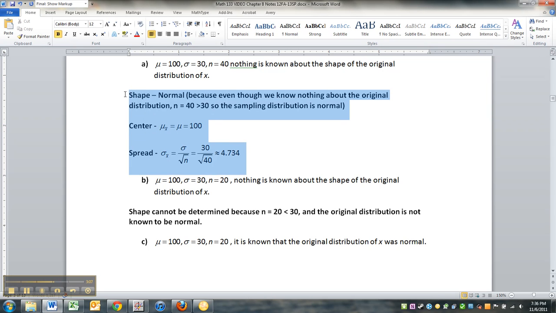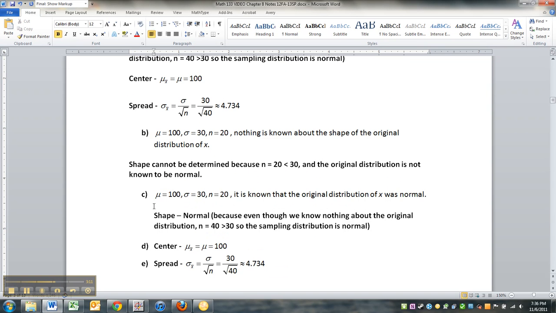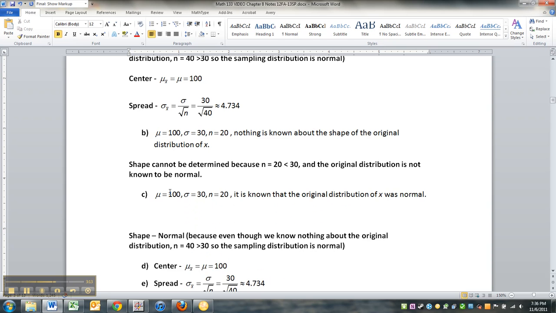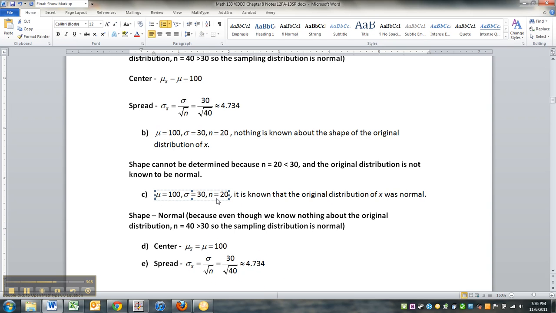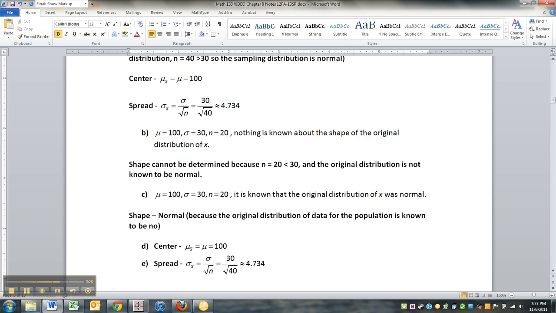Okay, what about the next one down here? We know the shape is normal this time, but not for the same reason. n is only 20, so it's not because n equals 40. It's known because the original distribution of data for the population is known to be normal. All right, what about the center? Well, the center is going to be the same as before. It's the mean of x bars, which is equal to mu, which is equal to 100.